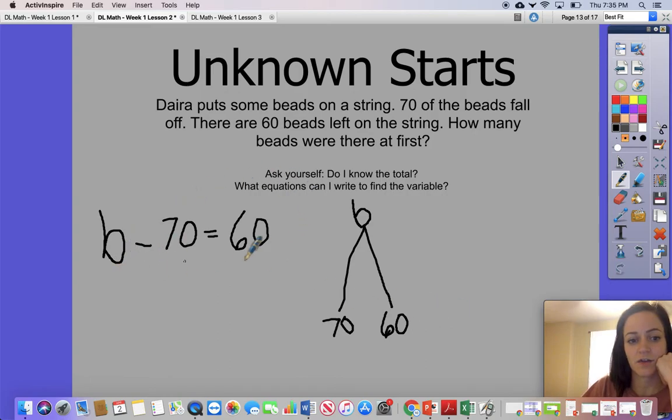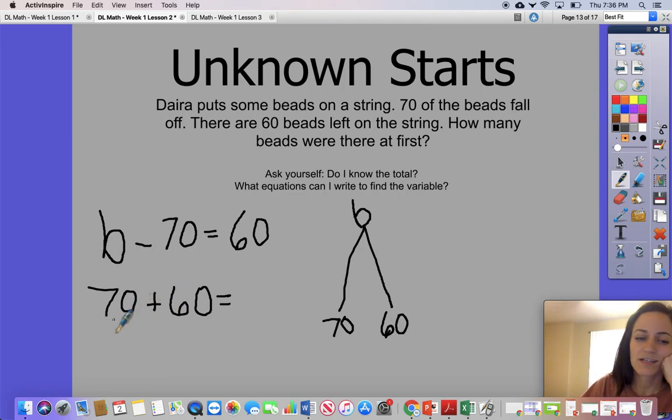Okay, another way to write this equation is I could say addend plus addend will give me the total. The 70 beads that fell off plus the 60 beads that were still on there will give me the total amount of beads that she started with. 70 plus 60. The way I think about it is 70, I could take 10 off and make it 60. 60 plus 60 is a double, and I know that's 120. And then I just have to add that 10 back on. 120 plus 10 is 130.